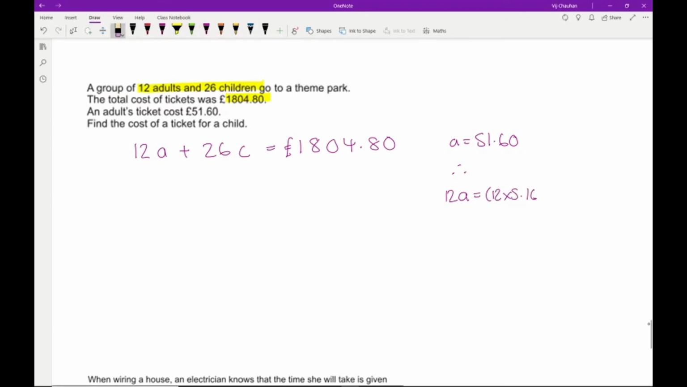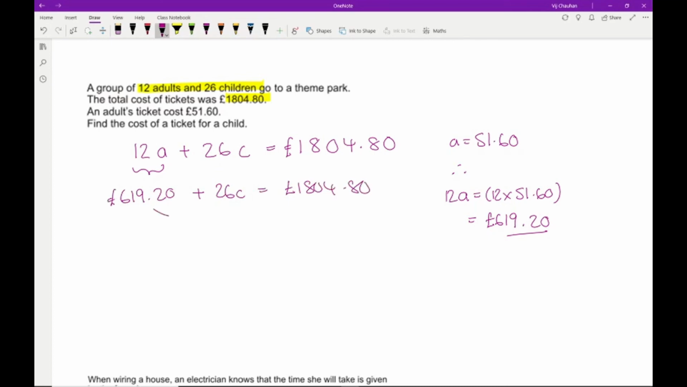Let's try that again. So 12 times £51.60, and if I type that into my calculator, I get an answer of £619.20. So what I can then do is swap 12a for £619.20, and I've got the 26c, and that equals £1,804.80.